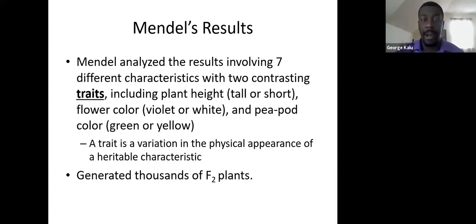And so again, a trait is just a physical appearance of a particular characteristic that's heritable, a characteristic that you can inherit. And in doing so, he generated thousands of F2 plants over a very short period of time.